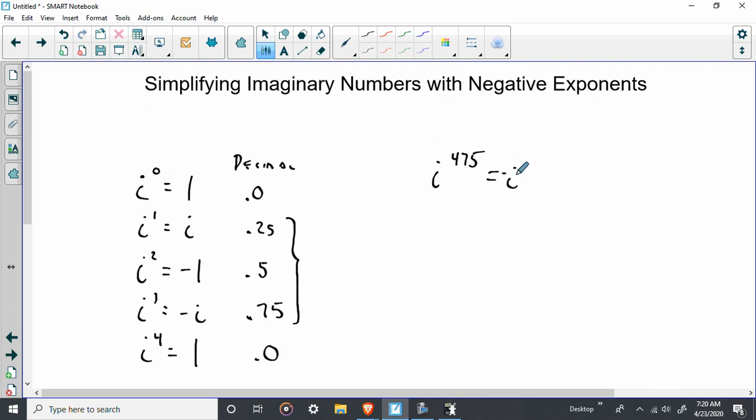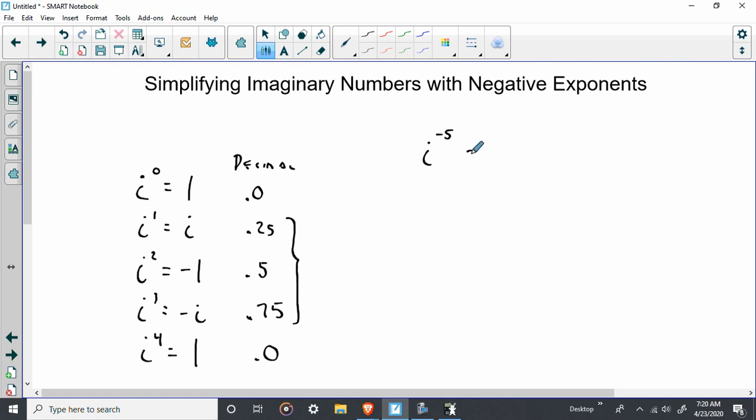Okay? So it's pretty much that simple. What we want to talk about today are what happens when we have negative numbers. Now, if I said, what is i to the negative fifth power, right?